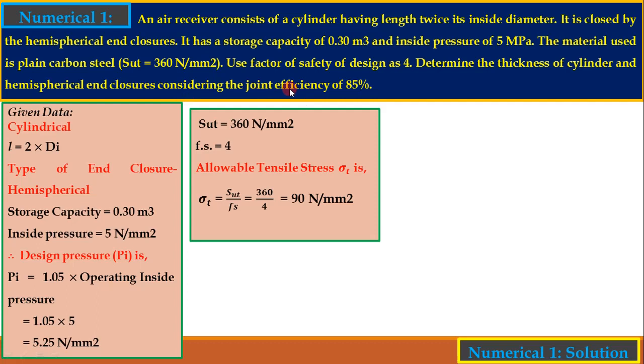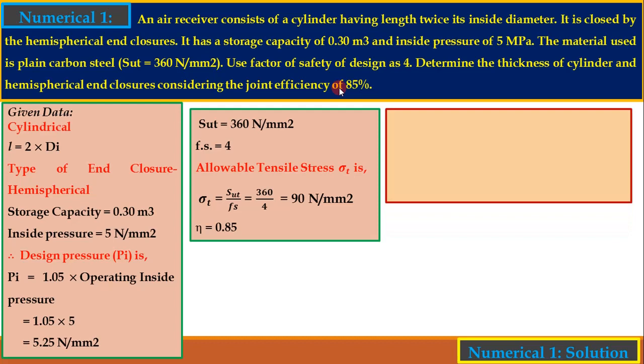Now next, the efficiency of weld joint is given. So eta is 0.85. So with this given data, we have to find out two parameters.